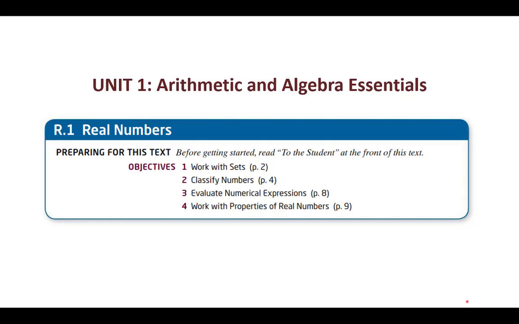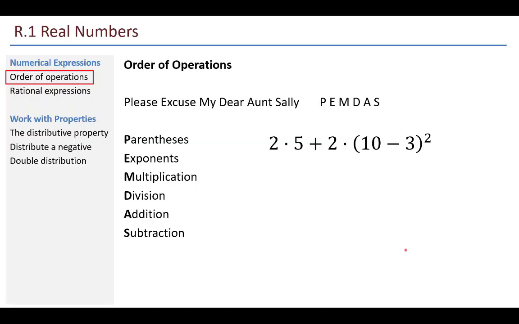Welcome. We are beginning Unit 1, Arithmetic and Algebra Essentials. And the first section that we're going to cover is R1 on the real numbers. We'll only cover two objectives in this section. That is Objective 3 and 4, Evaluate Numerical Expressions, and Work with Properties of Real Numbers. All right, let's get started with some examples.